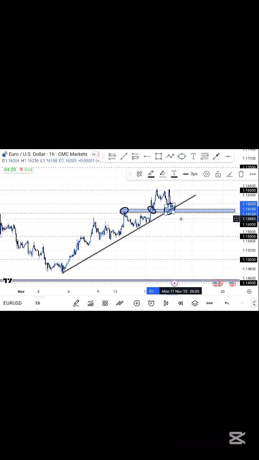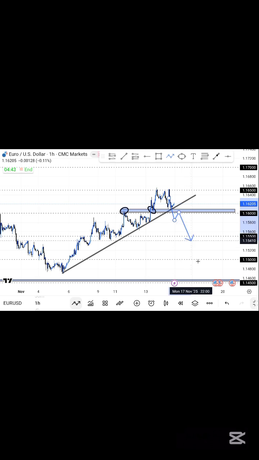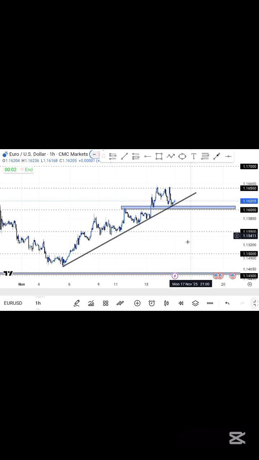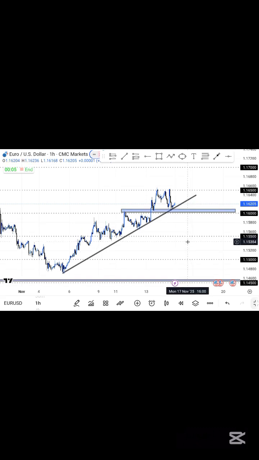So what are we doing here? We are expecting price to either break this and retest back here and move down, or we expect price, as it has touched this zone now, to go up. But whichever way, we are doing that on our 15 minutes time frame. Why? Because we are day traders. We only trade daily.